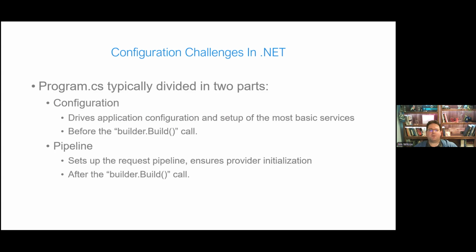Also, there's a couple of interesting challenges in .NET. A lot of what needs to be done for dependency injection configuration gets done before your builder.build call. And that's absolutely reasonable. No problem with that. The challenge that you have is then setting up your pipeline, and basically what I mean by that is, say for example, you want to use a Redis cache for your caching implementation.